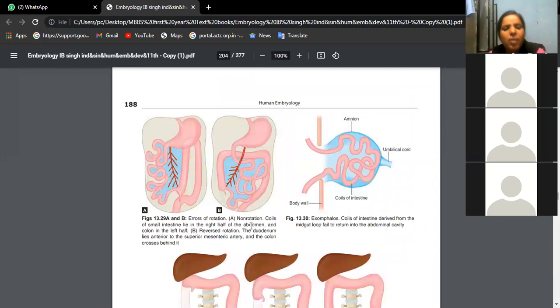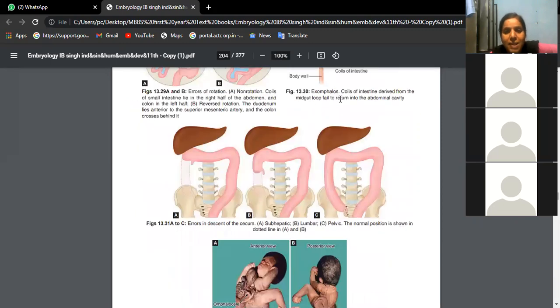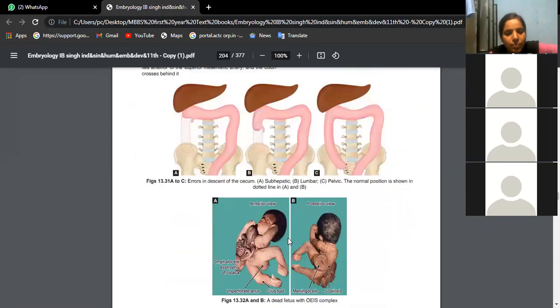So these are all abnormal errors of rotation, beta. Sometimes coils of intestines will lie outside the umbilicus. That means they are seen outside the body cavity. You call it as exomphalus.